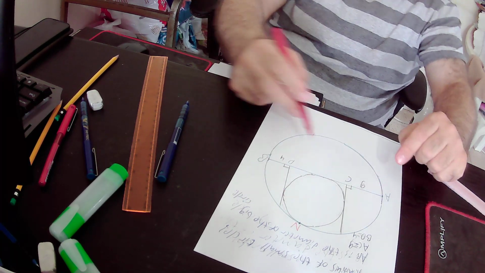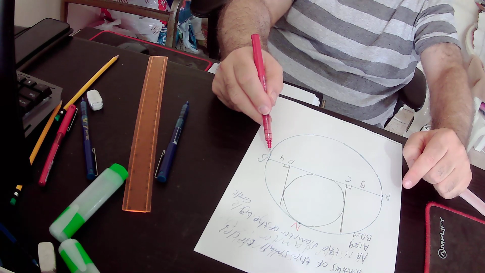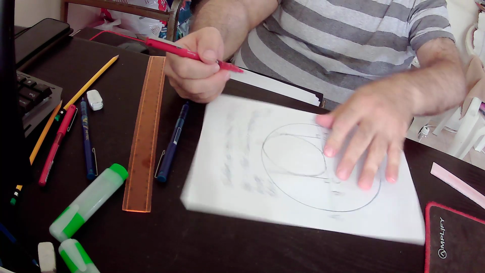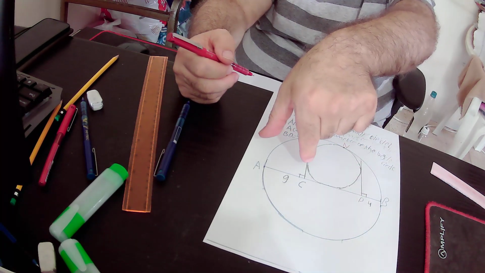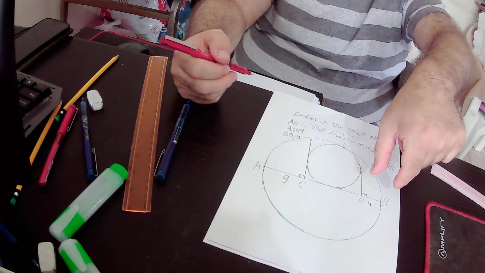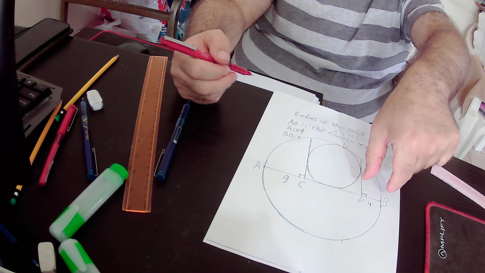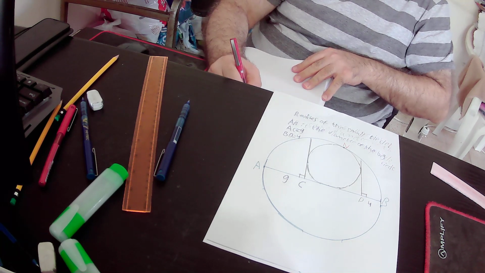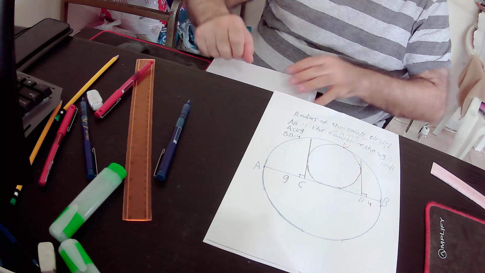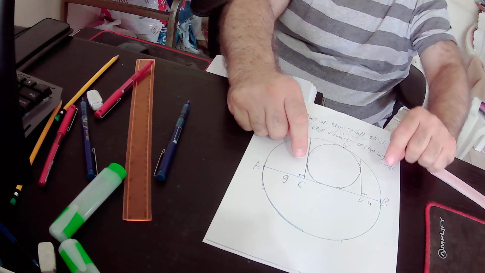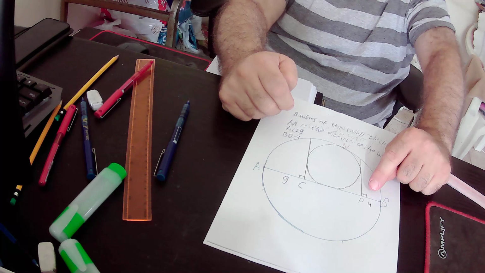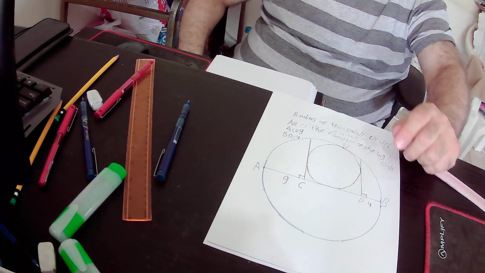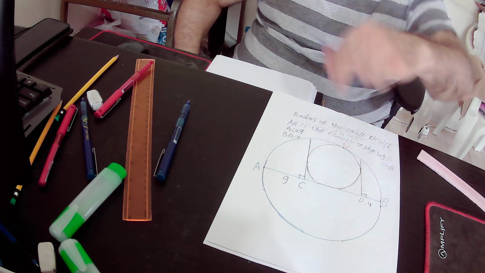And we know that AB is the diameter of the big circle, and AC equals 9 units, and BD or DB equals 4 units, and this is a right angle and this angle also equals 90 degrees, and we want to find out the radius of this small circle.